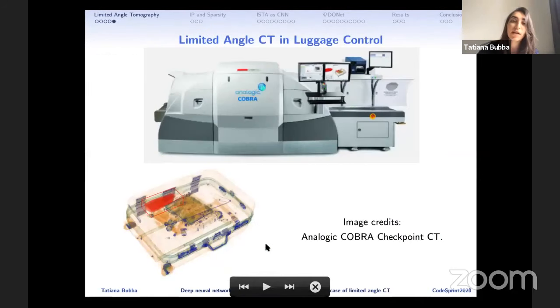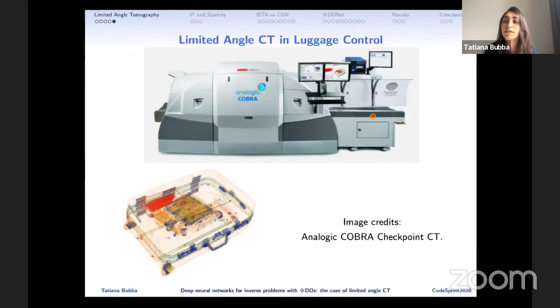And another classical example is luggage control at the airport. Even the machine that they use when you do the security checks to go to the gate is a limited angle computed tomography problem in practice.